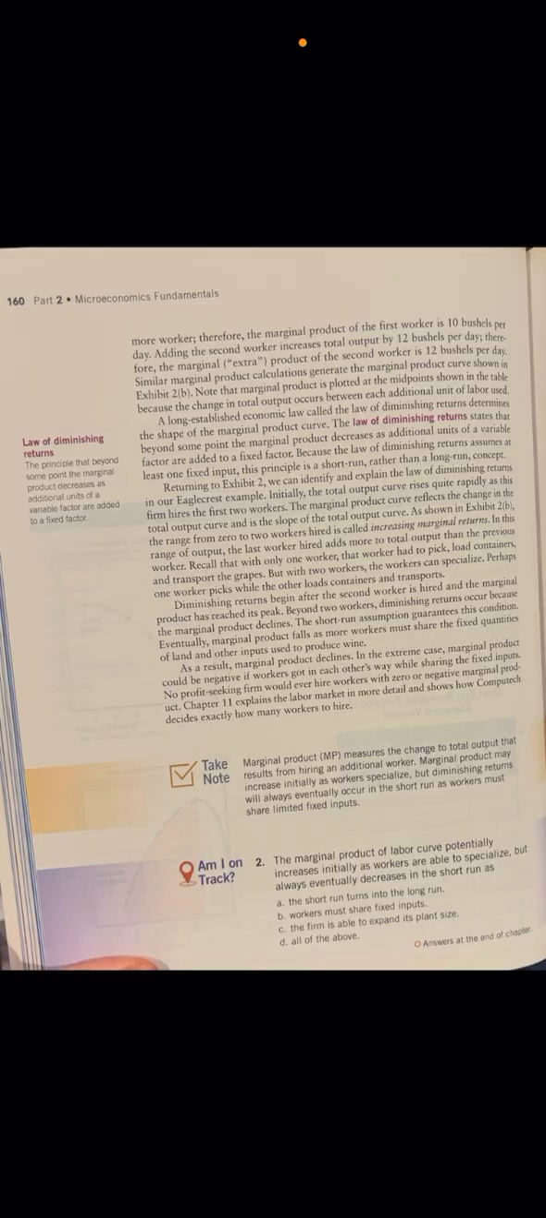Am I on track? 2. The marginal product of labor curve potentially increases initially as workers are able to specialize, but always eventually decreases in the short run as: A. The short run turns into the long run. B. Workers must share inputs. C. The firm is able to expand its plant size. Or D. All of the above.